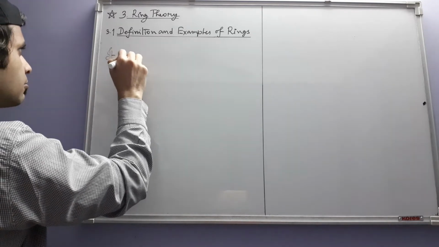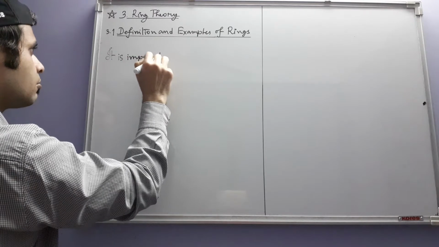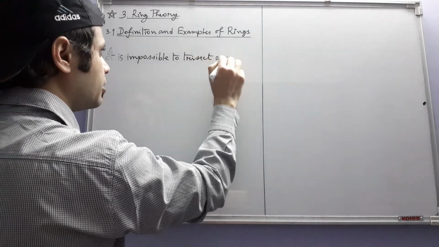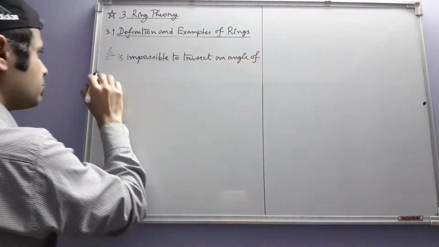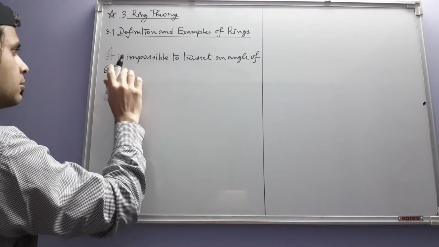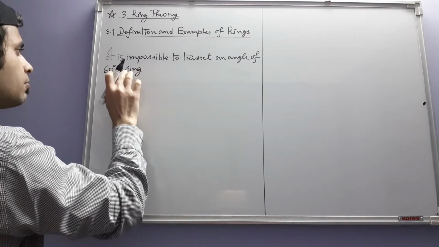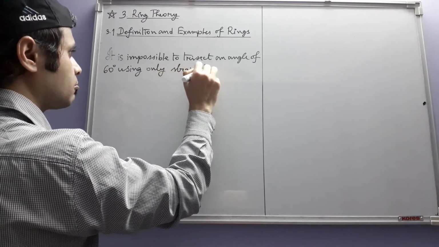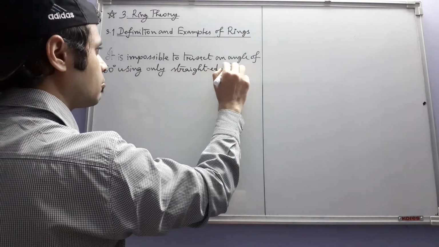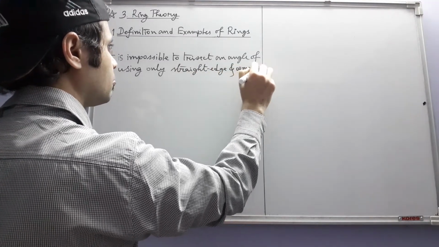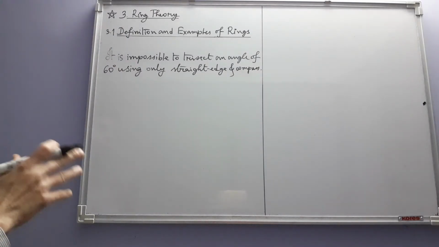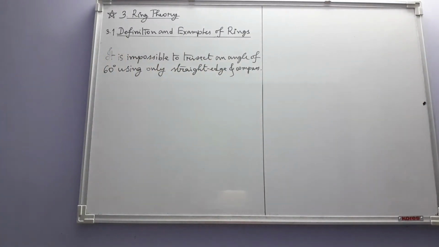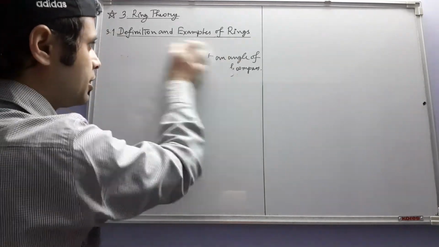It is impossible to trisect an angle of 60 degrees using only straight edge and compass. So this geometric result can be proved using results from field theory, particularly the theory of algebraic numbers. Okay, so those things will come.